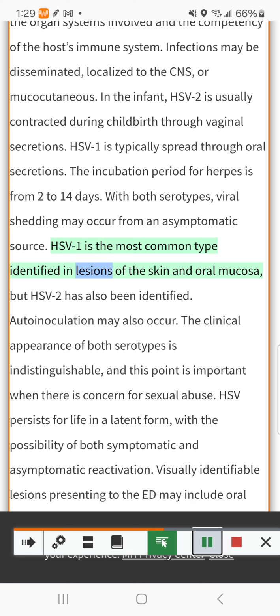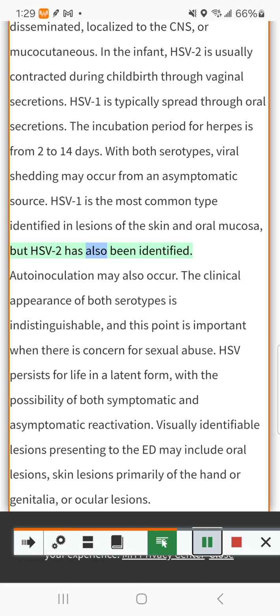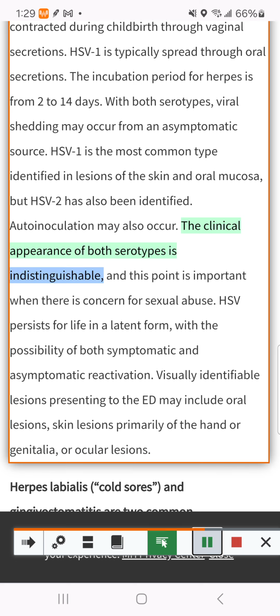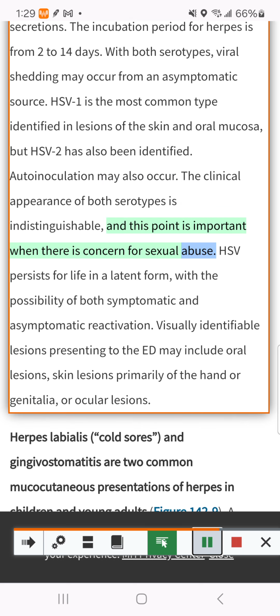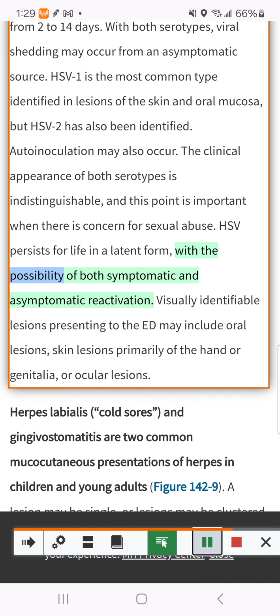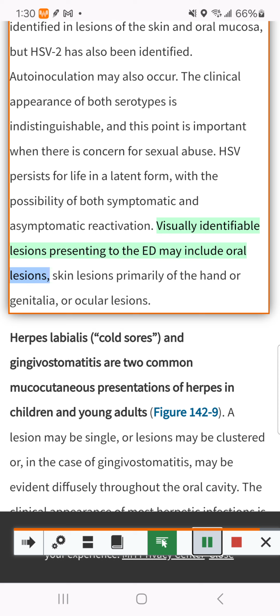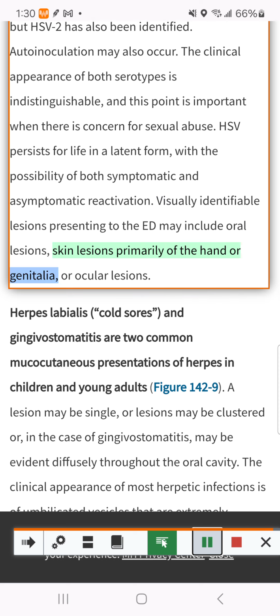HSV1 is the most common type identified in lesions of the skin and oral mucosa, but HSV2 has also been identified. Autoinoculation may also occur. The clinical appearance of both serotypes is indistinguishable, and this point is important when there is concern for sexual abuse. HSV persists for life in a latent form, with a possibility of both symptomatic and asymptomatic reactivation. Visually identifiable lesions presenting to the ED may include oral lesions, skin lesions primarily of the hand or genitalia, or ocular lesions.